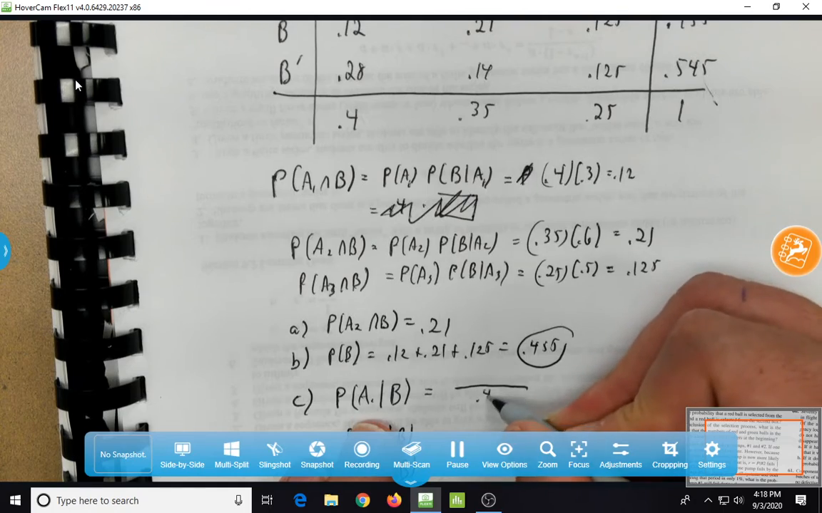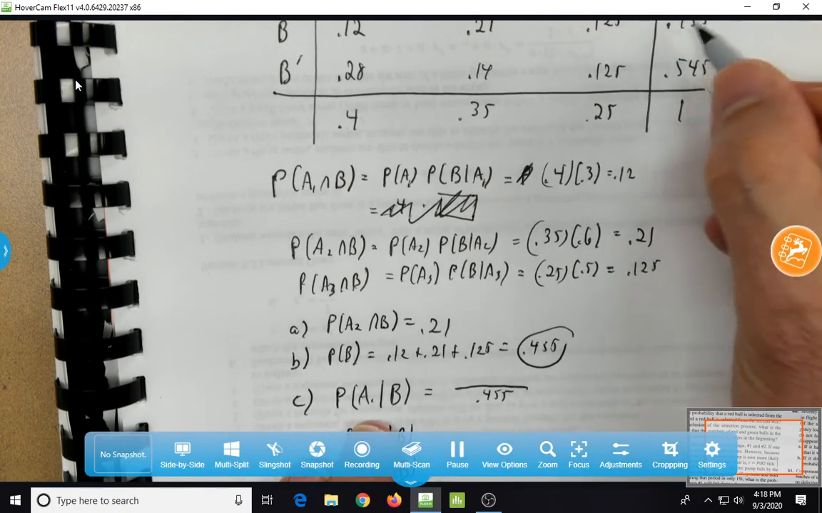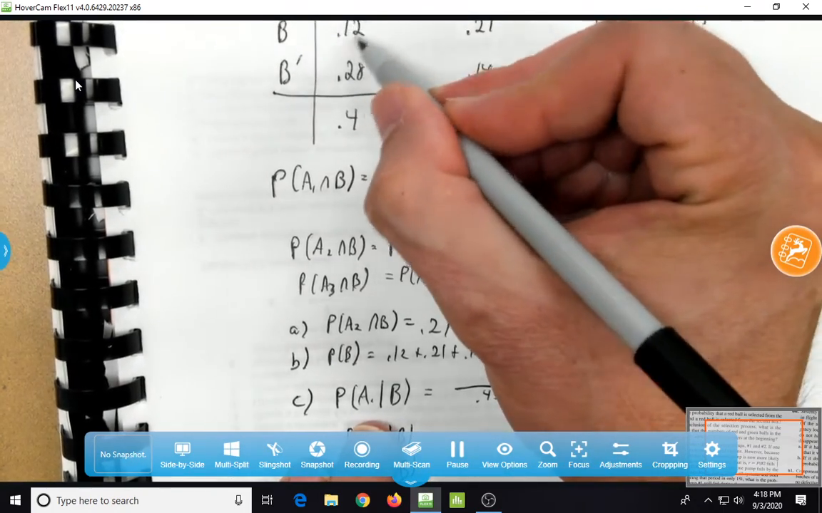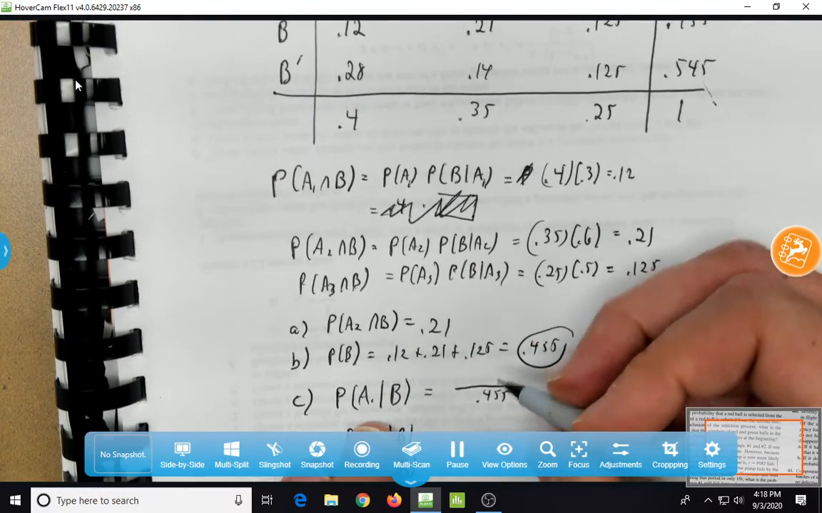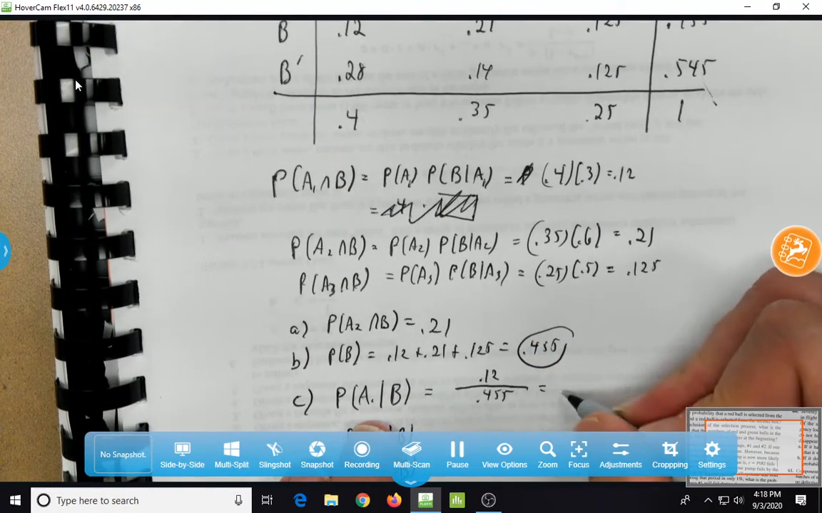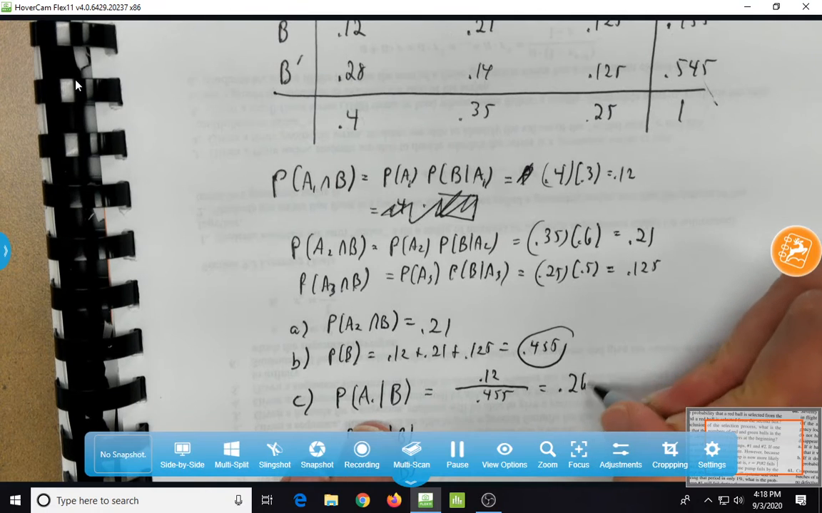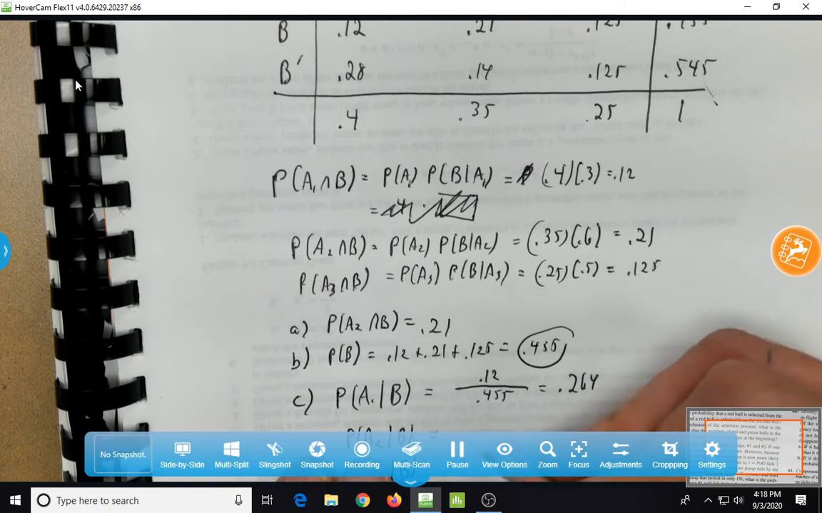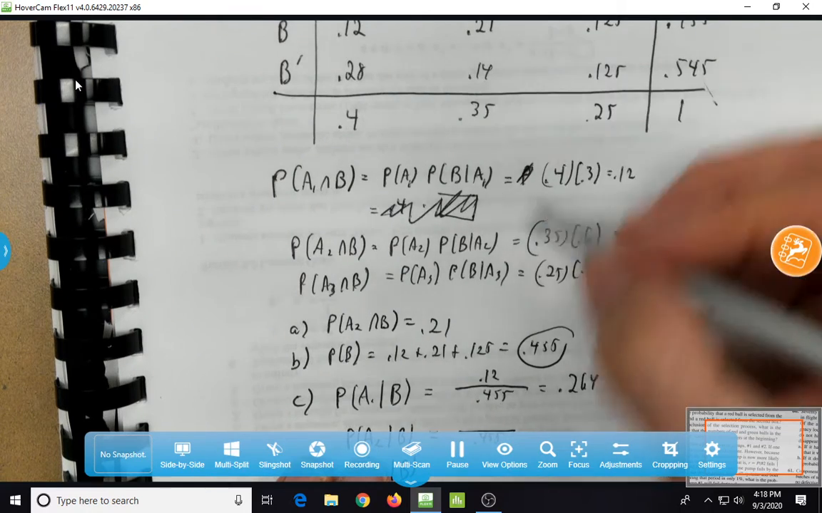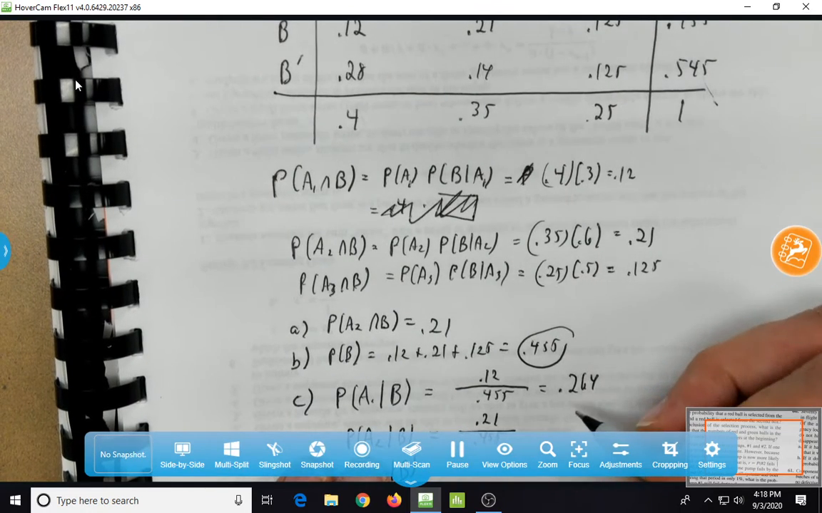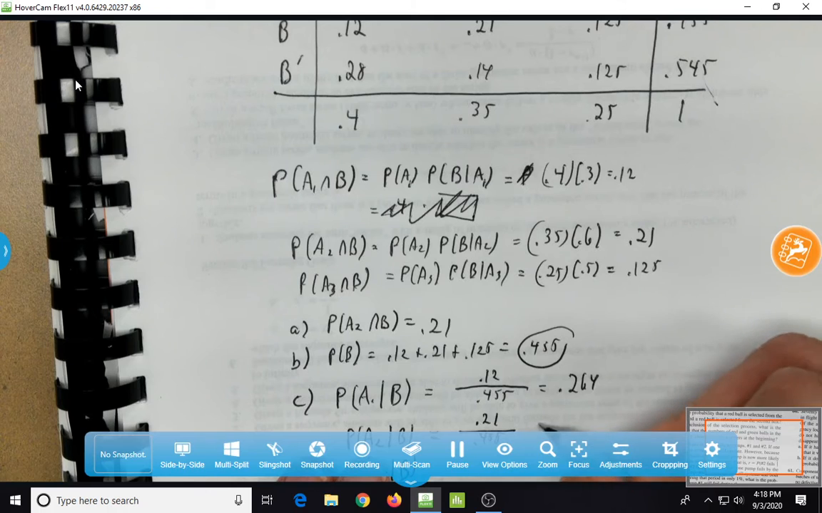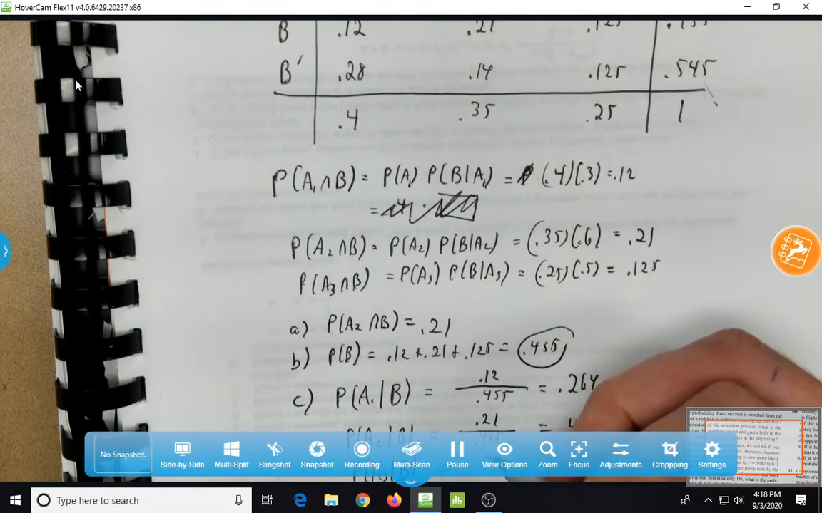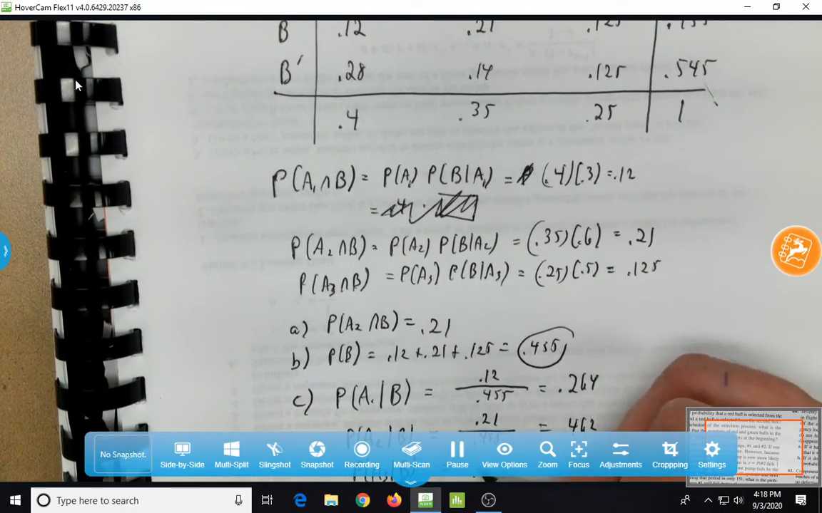So the probability of B here is 0.455. And the probability of A1 intersect B is 0.12. So this probability is 26.4%. Again, the probability of B is 0.455. Probability of A2 intersect B is 0.21. And I believe that is 0.462.